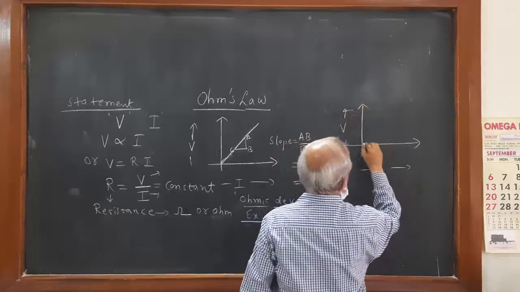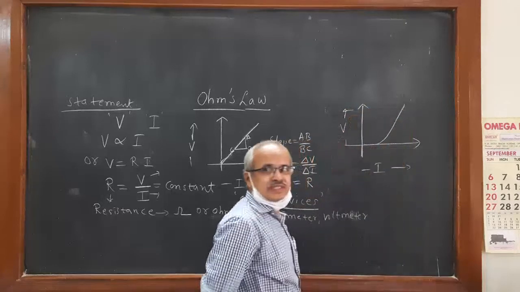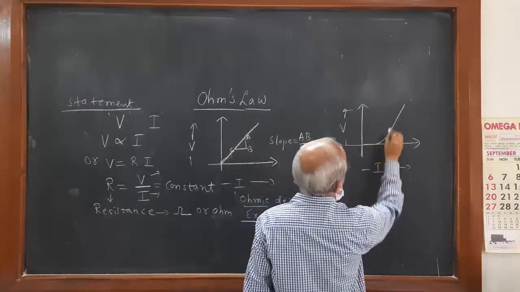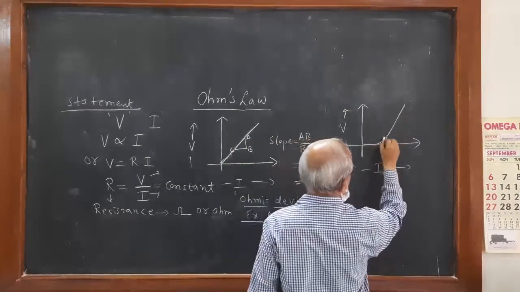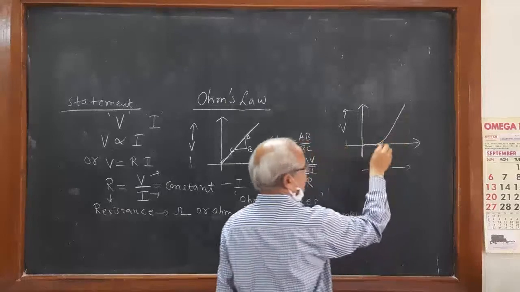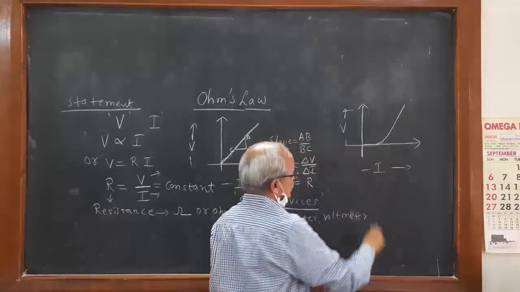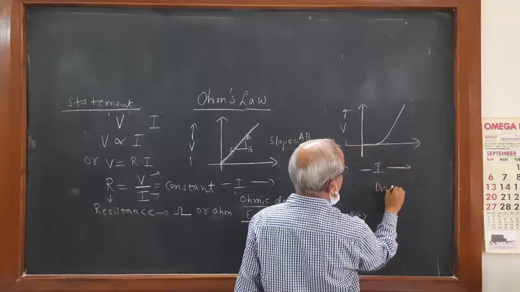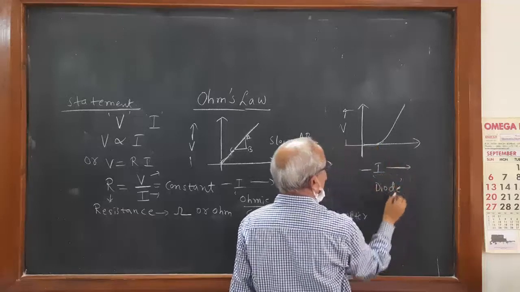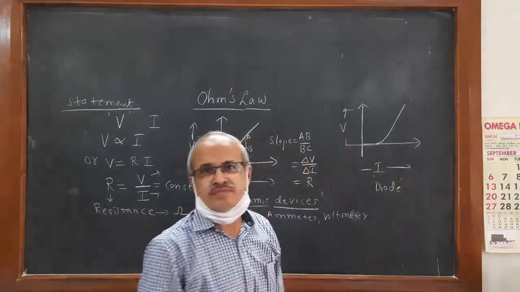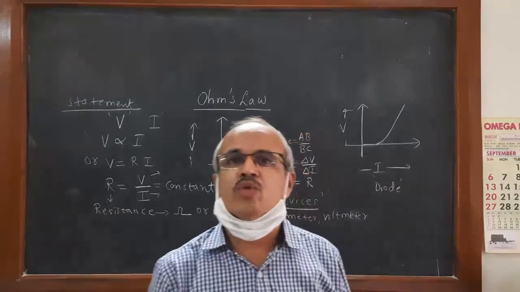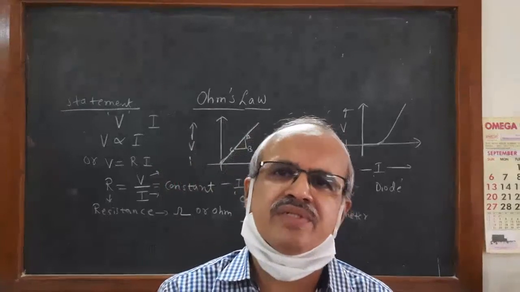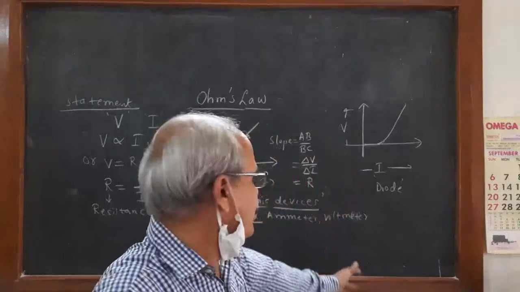Here you may get a graph like this. It is a straight line after some time, but here it is not a straight line. Therefore this type of device is called a diode, a semiconductor diode. This is non-ohmic. Transistors are also non-ohmic devices. So there are examples I can give for non-ohmic devices.